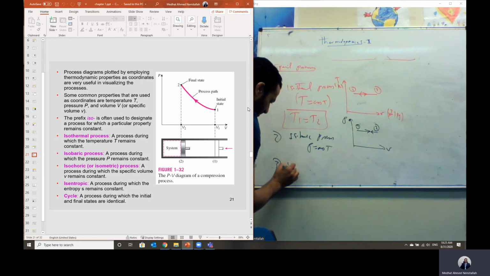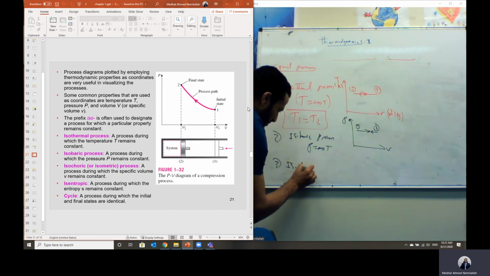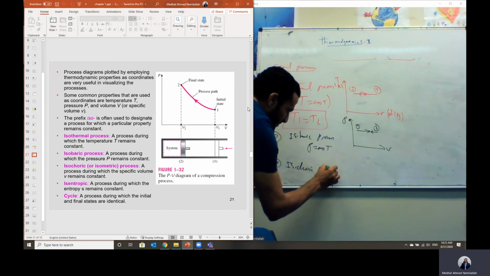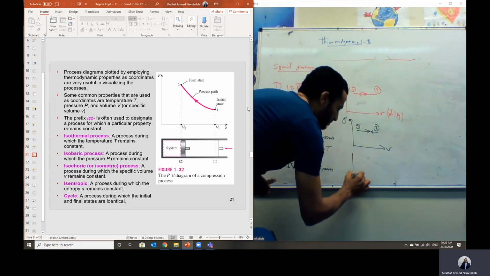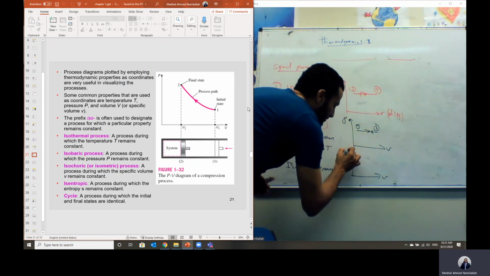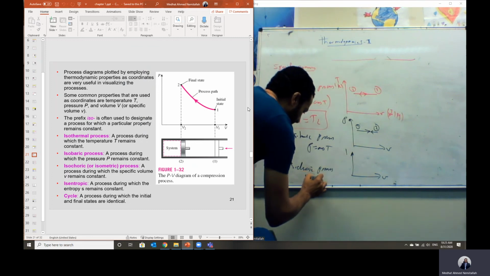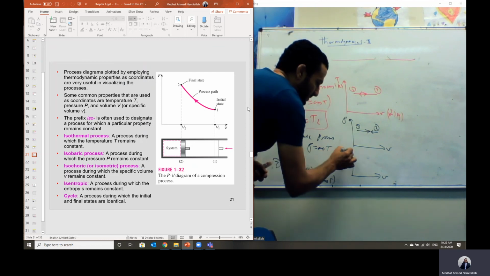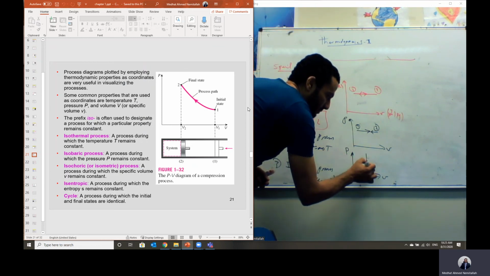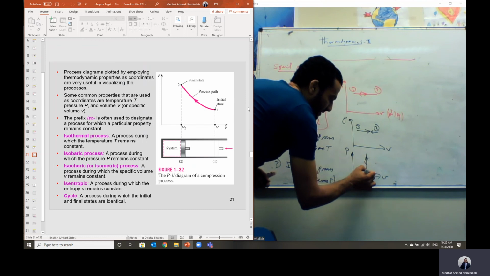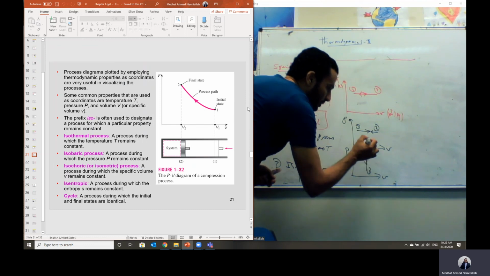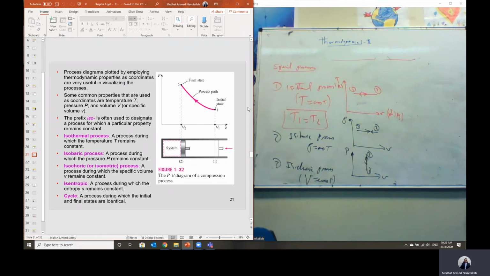We have the isochoric process. Please keep those processes in mind when it comes to your problem. Isochoric means the specific volume is constant. So on the pressure-volume diagram, where volume is constant, it will be a vertical line, either from state 1 to 2 or from 2 to 1.